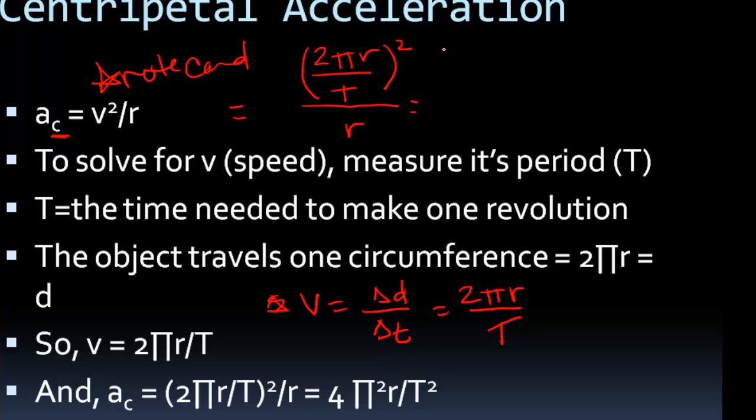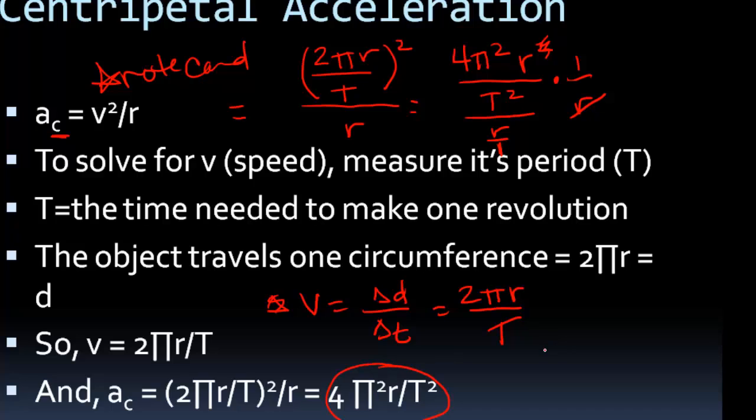If I square 2, that becomes 4. Pi squared just becomes pi squared. R squared is r squared over T squared, and this is all over r. I'm going to make it r over 1. Now we have a fraction over a fraction, so we want to multiply by the reciprocal. Because I have an r on the bottom, that's going to cancel one of those out, and I end up with what I have right here, which is 4 pi squared r over T squared. And this is equal to centripetal acceleration. And again, this is something I would put on my note card.